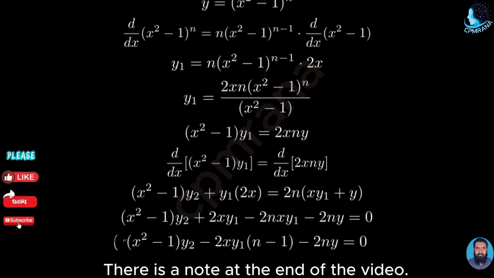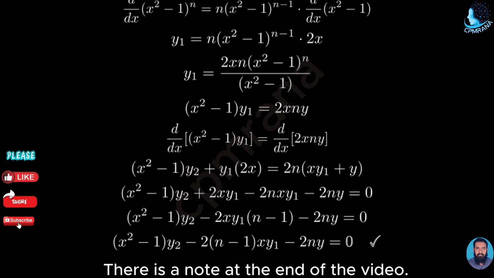And finally, we can write this as (x squared minus 1) times y sub 2 minus 2 times (n minus 1) times x y sub 1 minus 2ny equals 0, which is what we wanted to prove.